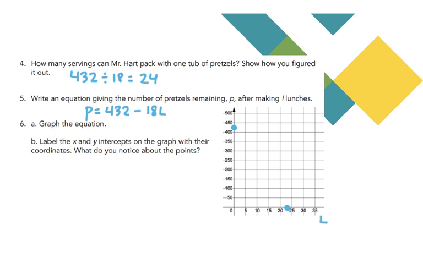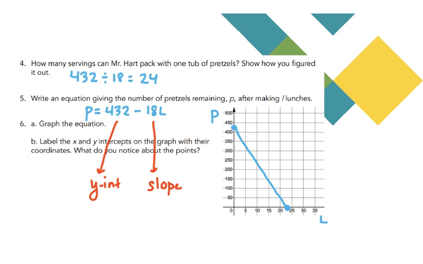So we know all the important things. We know what he starts with. These are his pretzels. And we know how many lunches he's going to make when he's out of pretzels. And we're just going to connect those two. And you have just graphed your line. Now, in terms of algebra talk, we would call 432 the y-intercept. And we would call negative 18 the slope. But really, it was just what did we start with and how many pretzels did we use each time.